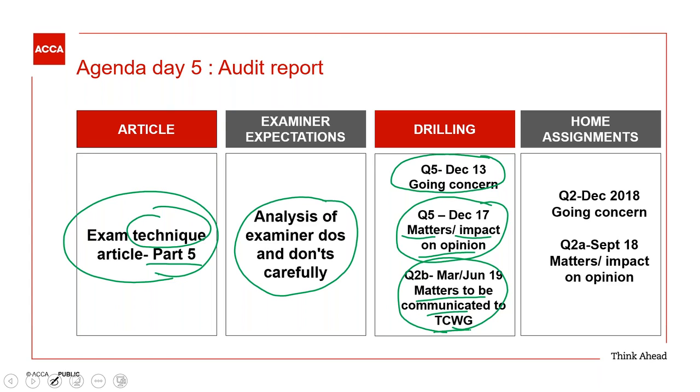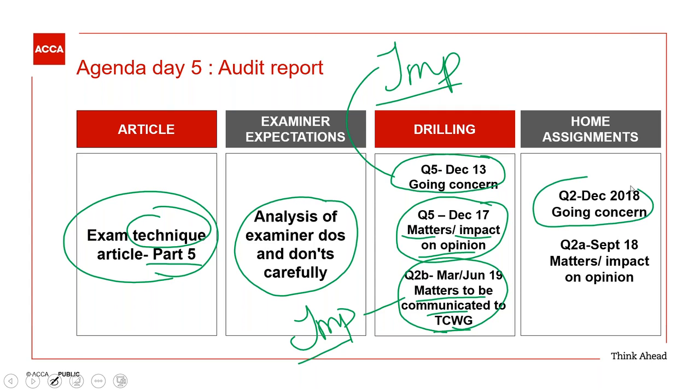Going concern looks like a very potential area, and you should be preparing this area in a very effective manner. Then December 17, impact on opinion and matters, is a very common phenomenon of the past papers, and then matters to be communicated to those charged with governance also looks very important for the exams coming up in December. And on the basis of the drilling, there are 2 home questions for you. So this is the agenda in front of your screen.